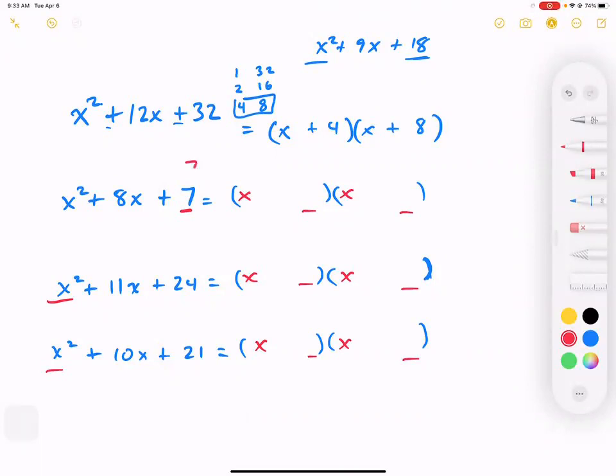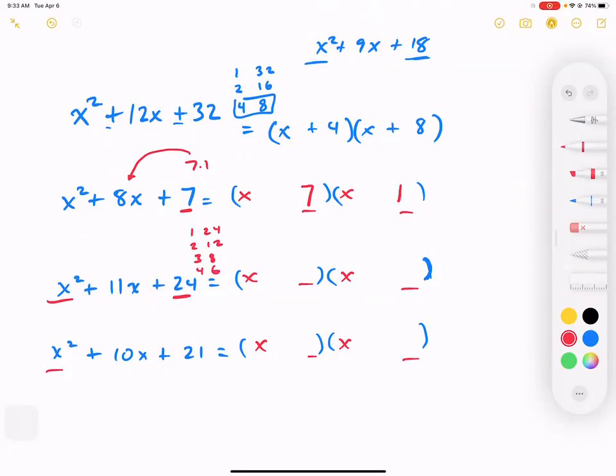To make 7, that's 7 and 1. And does 7 and 1 add up to 8? Yes, it does. So we know for sure we're going to use 7 and 1. What numbers multiply to 24? Well, there's a bunch, right? There's 24. There's 2, 12. There's 3 and 8. We have a lot of possibilities. Oh, there's 4 and 6 still, right? There's a lot of possibilities.